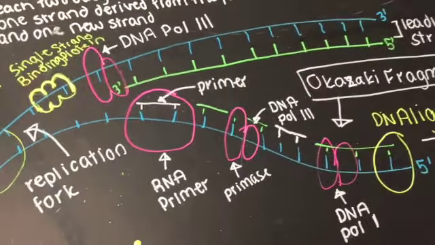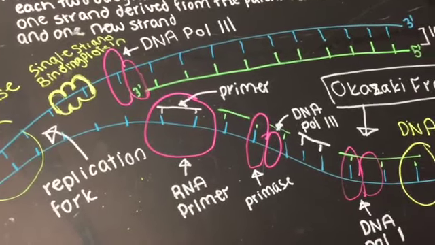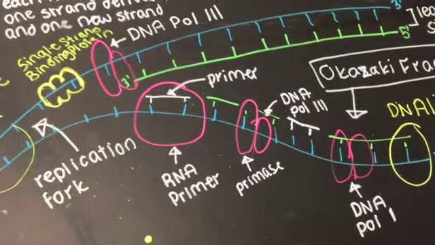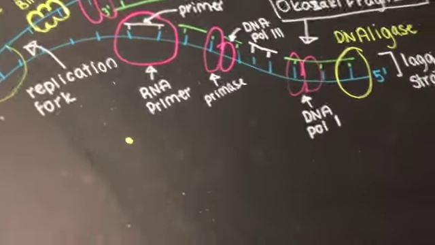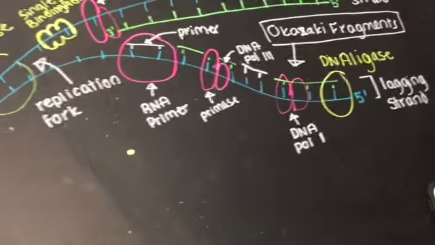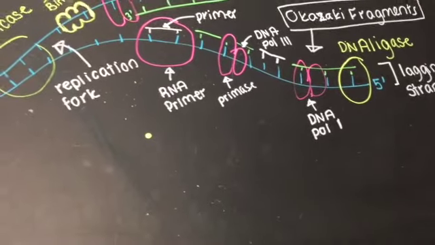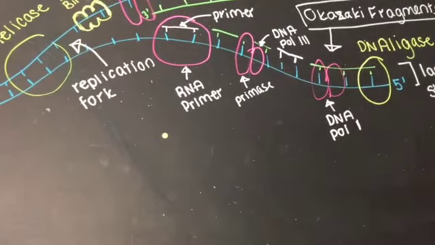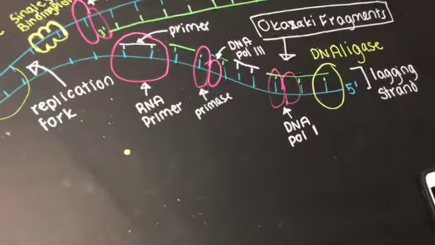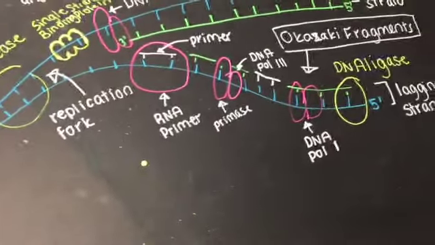On the leading 3' to 5' end, you see that there's DNA polymerase 3, which continuously attaches new DNA to the leading strand. But moving on to the lagging strand, it is synthesized discontinuously because it goes in the opposite direction, 5' to 3'. Primase first synthesizes the short RNA primer, which is extended by DNA polymerase, and then creates an Okazaki fragment, because again, it's not continuously synthesized.